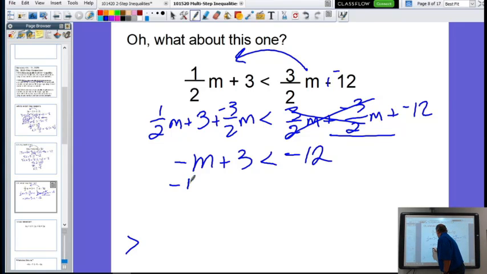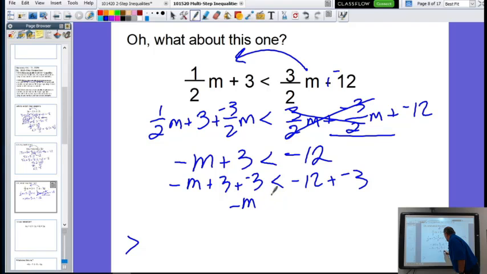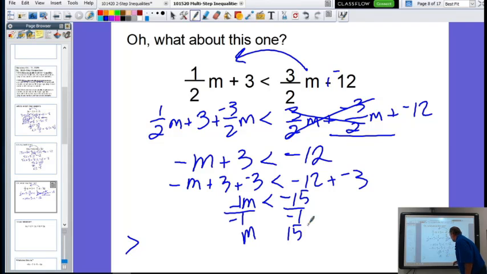Okay, so negative m plus 3 plus negative 3 is less than negative 12 plus negative 3. So negative m is less than, and the negative 12 and negative 3 make negative 15. Now I know that there's a 1 in front of that m. So if I were to divide by negative 1 on both sides, I'm going to get m, and on the right-hand side, I'm going to get 15. But because I divided through by that negative 1, what's going to happen to my inequality? It's going to flip just like we said it was going to. So I need a value of m that is greater than 15. And that's all there is to it.